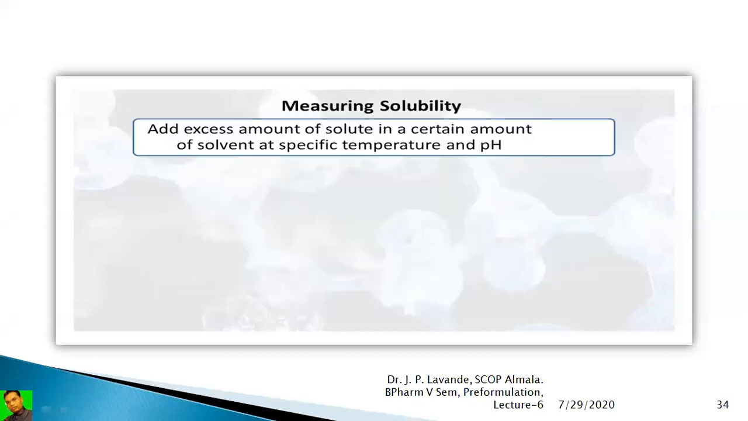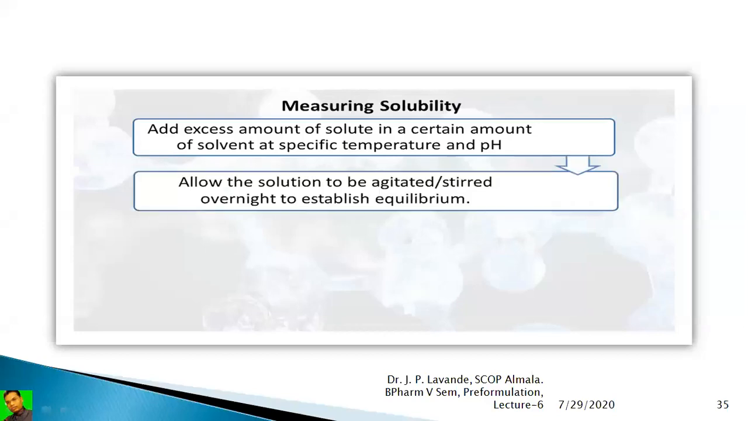So how to measure the solubility? It is very easy. You just add an excess amount of solute in a certain amount of solvent at a specific temperature and pH. We need to maintain the temperature and pH constant. We take the solute, that is the drug or API, and add the solvent to it. Allow the solution to be agitated or stirred overnight to establish the equilibrium.